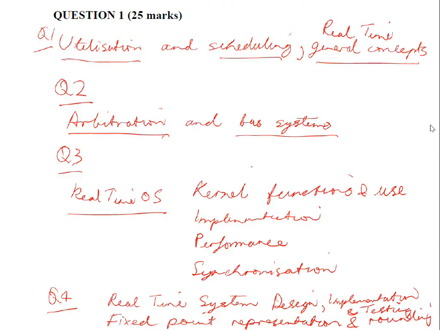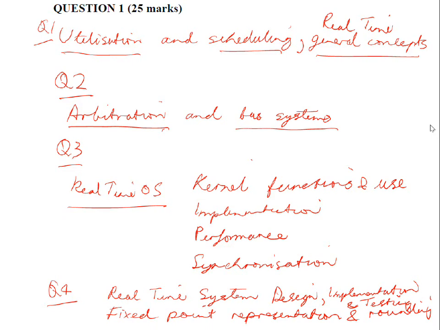So question 1 is very easy, I would suggest. It's about scheduling and utilisation and some general concepts. So if you've done the labs, you will find this pretty straightforward, hopefully. Question 2 is the arbitration bus systems work. So you will be expected to understand some arbitration logic and the constraints around arbiters and how they operate and when they don't operate correctly. And we'll talk about that today.